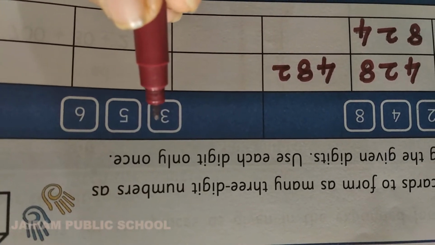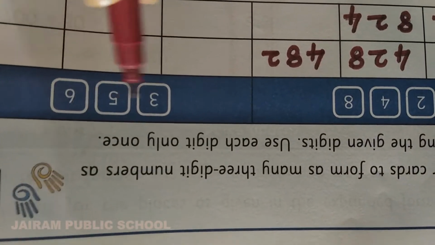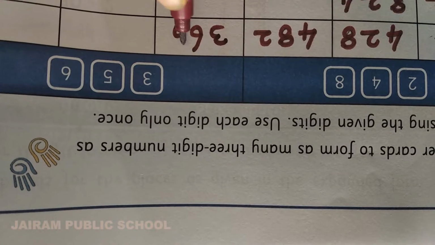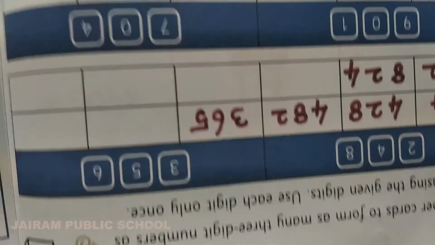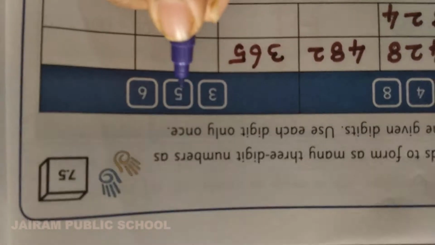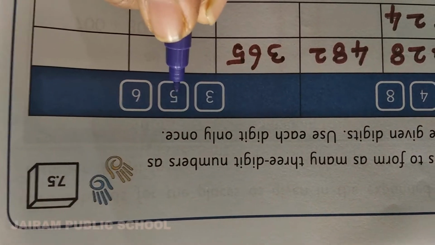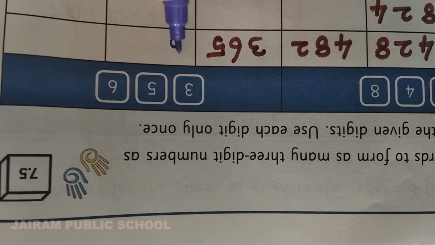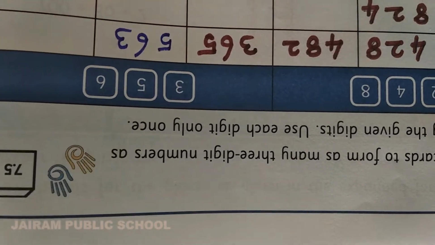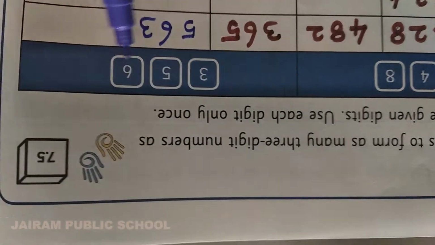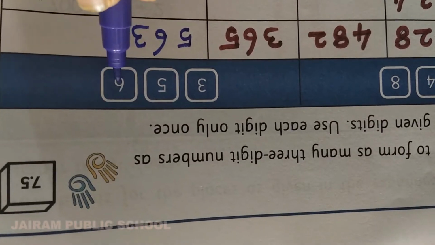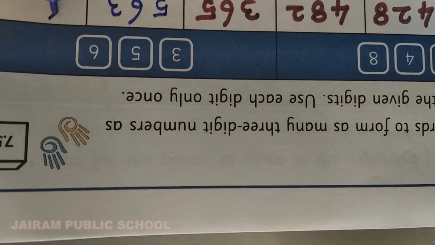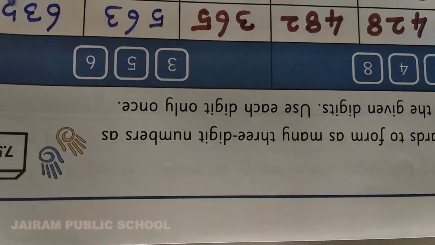Yes, very good. 3, 6, 5. Okay, so 3, 6, 5. Yes, next. So we can take 5. We can start with the number 5. 5, 6, 3. Okay, and then you can start with the number 6. So 6, 3, 5.